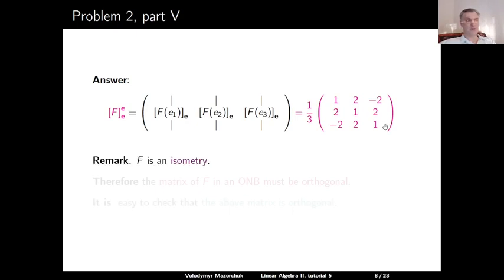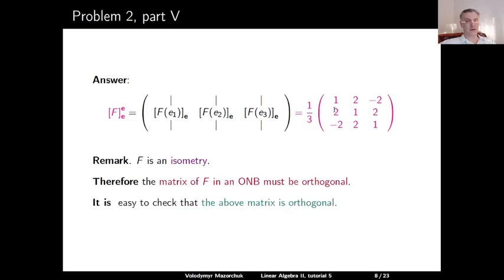A small remark: a reflection in a Euclidean space is an isometry. Therefore, the matrix of f in any orthonormal basis should be orthogonal. And it is easy to check that the matrix which we got here is an orthogonal matrix. Indeed, the length of each column is 1. So 1 squared plus 2 squared plus minus 2 squared is 9. The square root of 9 is 3.